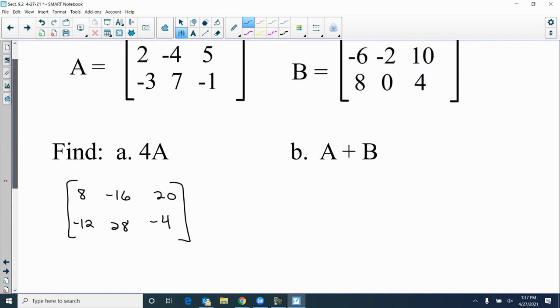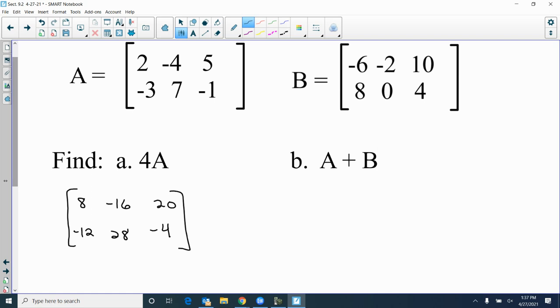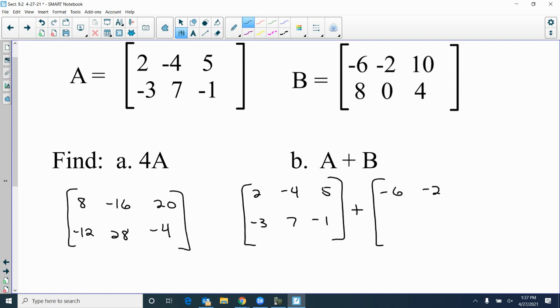A plus B. Add them together. I'm going to actually write this one out. I don't know why, but I am. So A is 2, -4, 5, -3, 7, -1 for the second row, plus B: -6, -2, 10, 8, 0, 4.